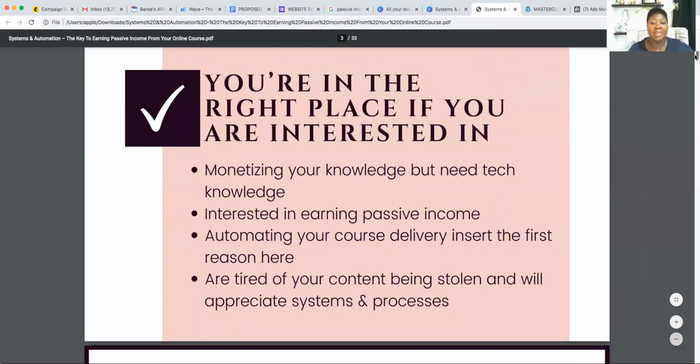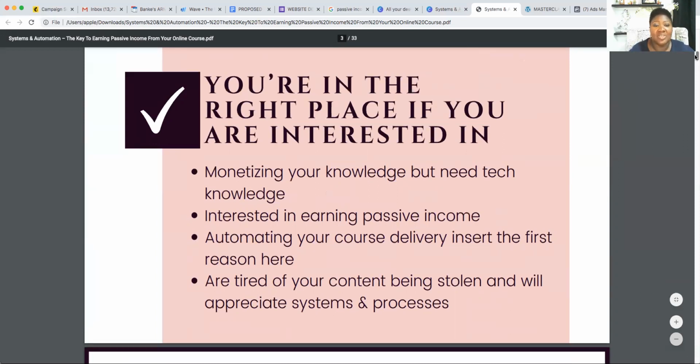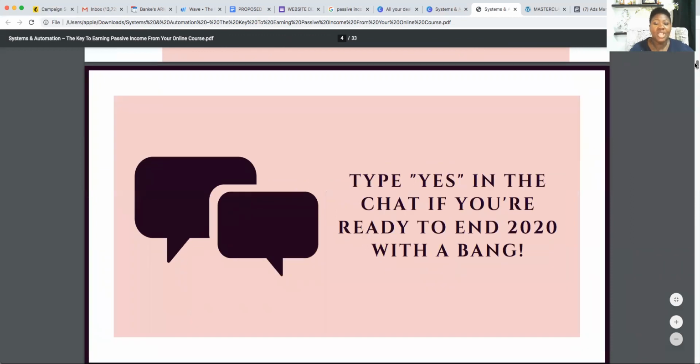So you're in the right place if you're interested in monetizing your knowledge, but you need tech support. Or you're interested in any passive income and you don't know how to go about it. Or you're interested in automating your course delivery, or you are tired of your content being stolen and you would appreciate systems and processes. So if this is you, then you are very welcome to today's masterclass.